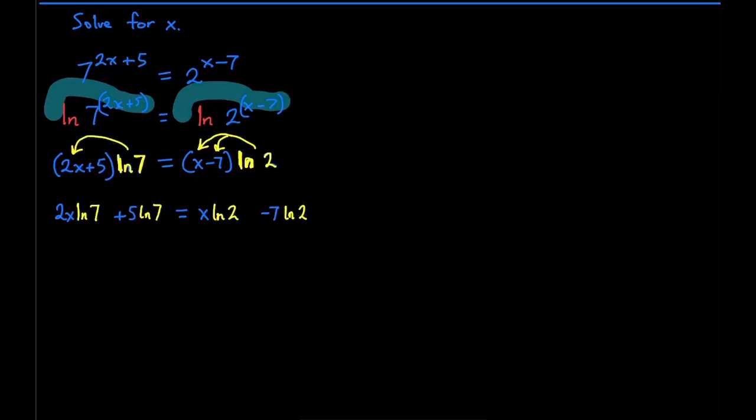Next, we're looking for where the x terms are. Here's one, here's the other. We want the x terms to be on the same side. Anything that isn't an x term will need to go to the other side. And you can move both at the same time. But I'm going to move the x term first to the left side.